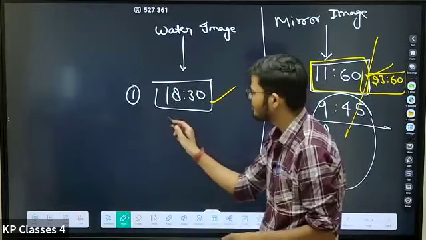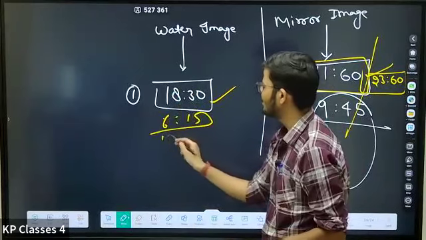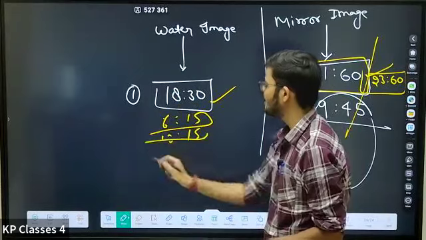For example, if I say 6:15, I know how to subtract it. 18 minus 6 is 12, and 15 stays 15. 12:15 will be the answer.